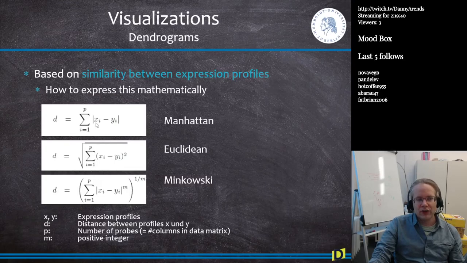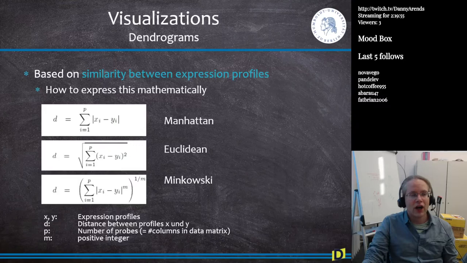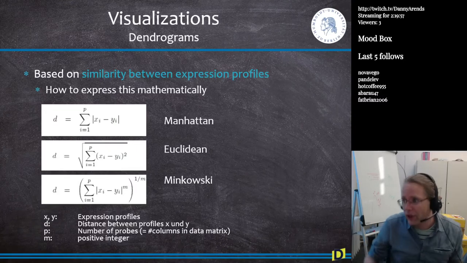So imagine that we have X and Y. X and Y are, for example, sample 1 and sample 2, right? For sample 1, I have measured 10,000 genes. For sample 2, I've also measured 10,000 genes. So what do I do when I calculate Manhattan distance?